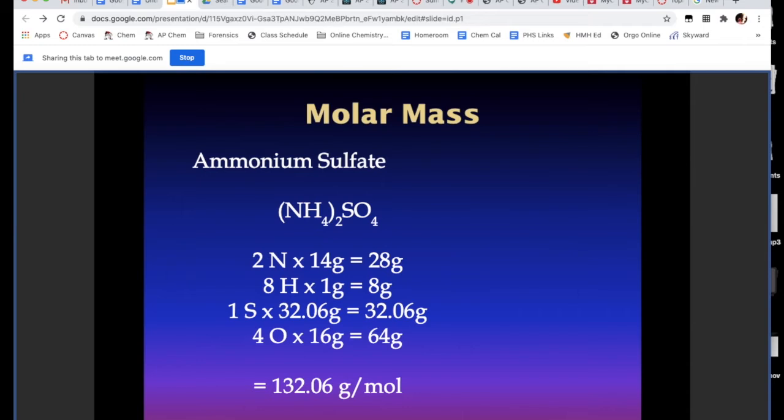So, molar mass, to be honest, I just punch it in a calculator. I don't really show it ever. If it's asking you to show it, show it. If it's not asking you to show it, it's fine. Just punch it in. So I would have done 2 times 14 plus 8 plus 32.06 plus 4 times 16. Enter. I get 132.06.